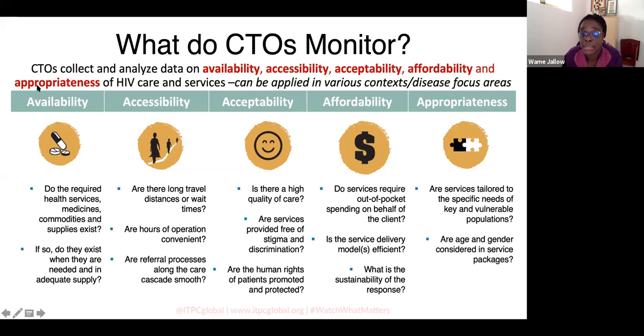The acceptability of the service. So this is where we actually want to measure the quality of care in accessing those services. The affordability, and this is where we hear a lot of issues around out-of-pocket expenditure or user fees that sometimes act as barriers to accessing services. And lastly, but not least, is the appropriateness of the service. And this is where we get to see a lot of issues around key populations and some of the stigma and discrimination issues as a result of accessing services.